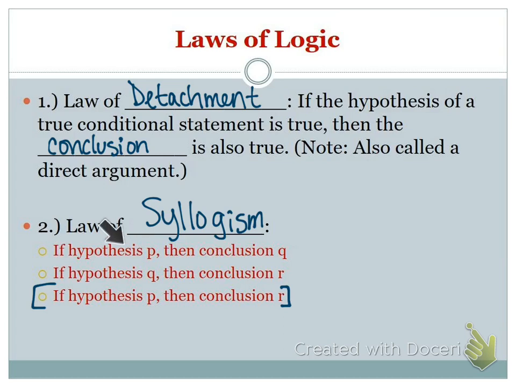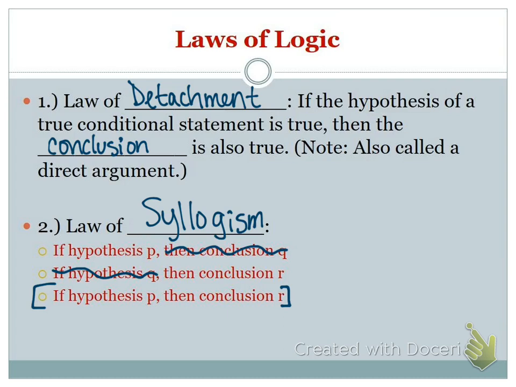So if you're given hypothesis P, then conclusion Q. If hypothesis Q, then conclusion R. You can kind of cut out the middleman of Q. He was a conclusion of the first statement and the hypothesis of the second statement. We just cut him out in both pieces, and that's how we formed our third statement: if hypothesis P, then conclusion R. So we cut out the guy in the middle to save us some time.